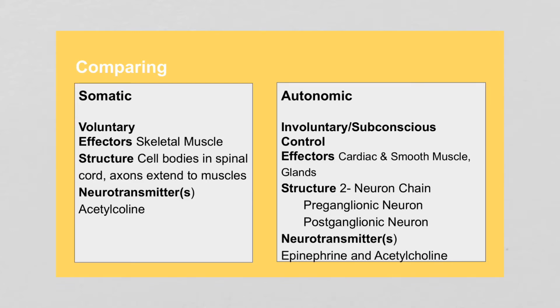The autonomic nervous system controls the involuntary or subconscious workings within our visceral organs. It acts on the cardiac and smooth muscles and glands.